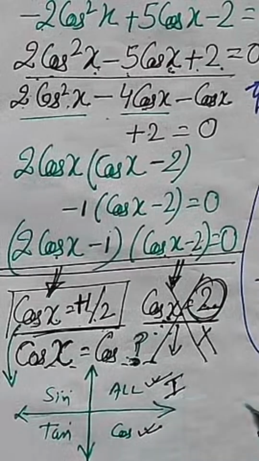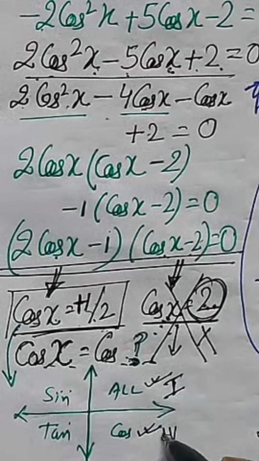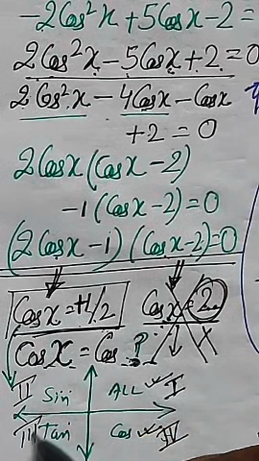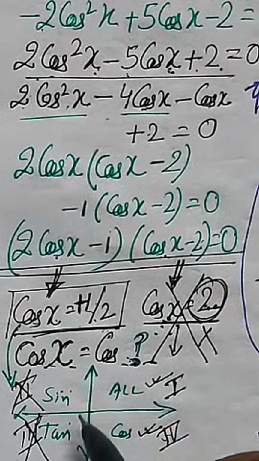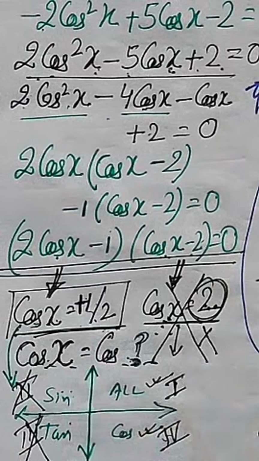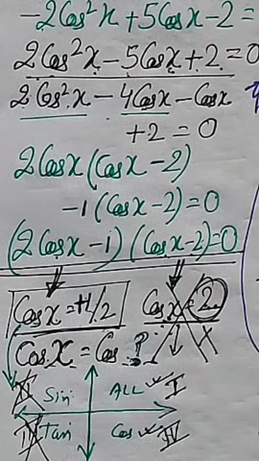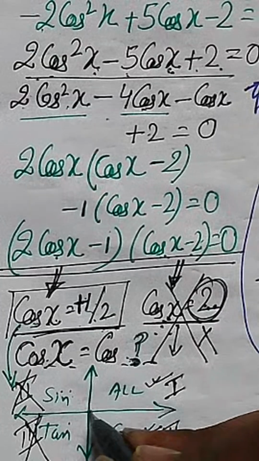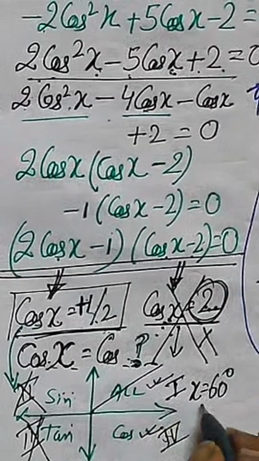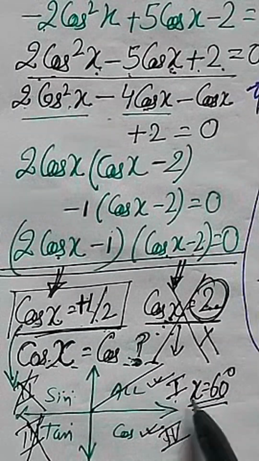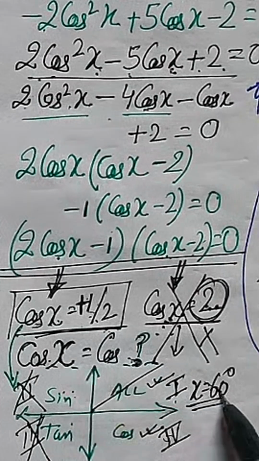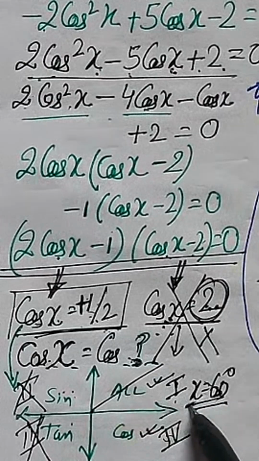That is, cos x will be lying either in the first or the fourth quadrant, because it will not lie in the second and third quadrant, as that would give you cos as negative. So cos x equal to 1 by 2 in the first quadrant at x equal to 60 degree, right? Because cos 60 is 1 by 2. So this will give you the value of x as 60 degree, right?